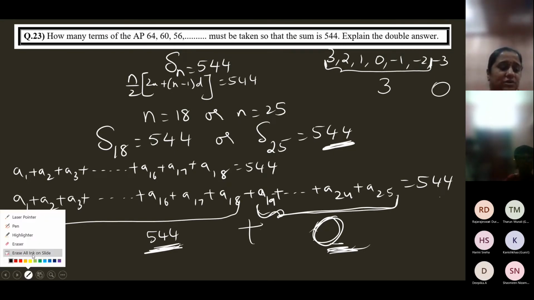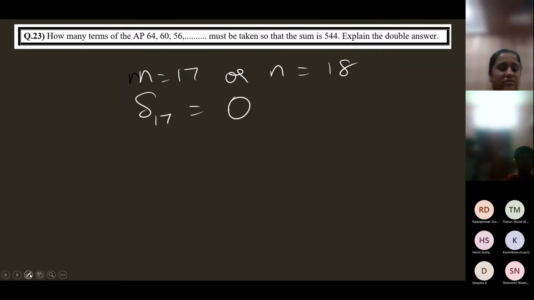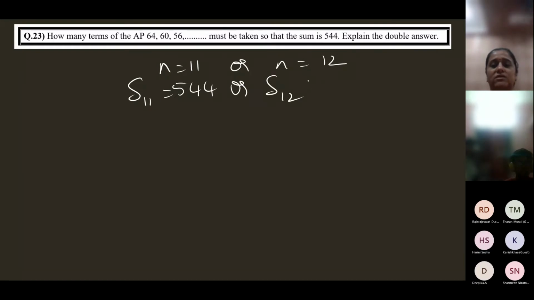For that, this is the explanation. Supposing you get n is 17 or n is 18, you get consecutive numbers like this. So that means S17 is 0 or whatever is the sum. For the same situation, for 544, supposing you get n is 11 or n is 12, which means S11 is 544 or S12 is 544. How can both be 544?